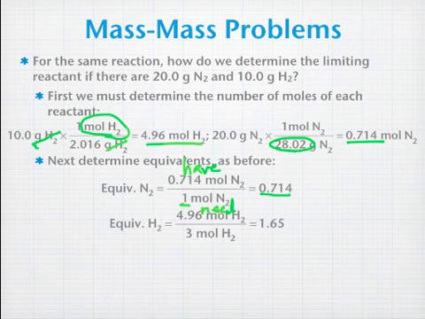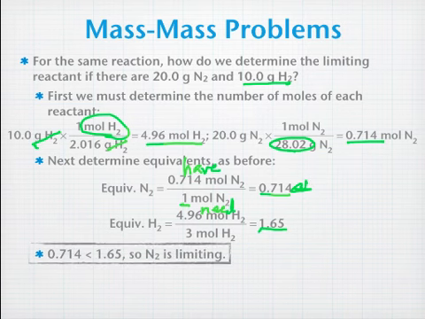For the hydrogen, we take our 4.96 moles divided by 3, and we end up with 1.65 equivalents. So notice that even though we had fewer grams, we had less hydrogen than nitrogen, it turned out now that the nitrogen was the one that was limiting because the number of equivalents was smaller than the number of equivalents for hydrogen.